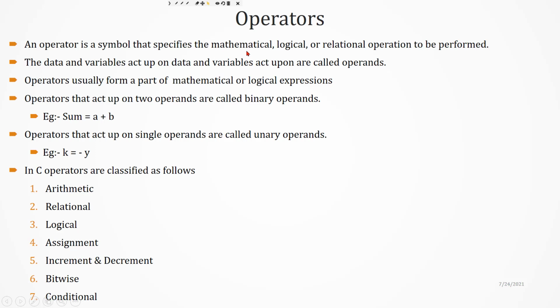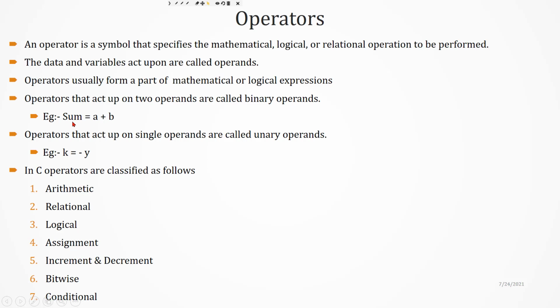So the meaning of mathematical, logical, and relational will be clear when we see the different types of operators. The data and variables acted upon are called operands. Operators usually form a part of mathematical or logical expressions. Operators that act upon two operands are called binary operators.